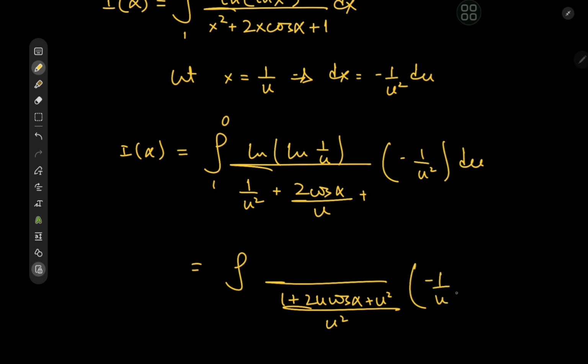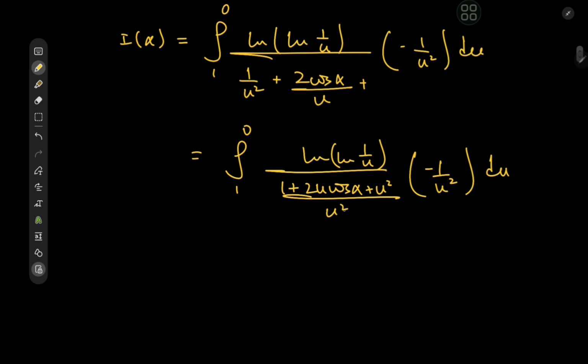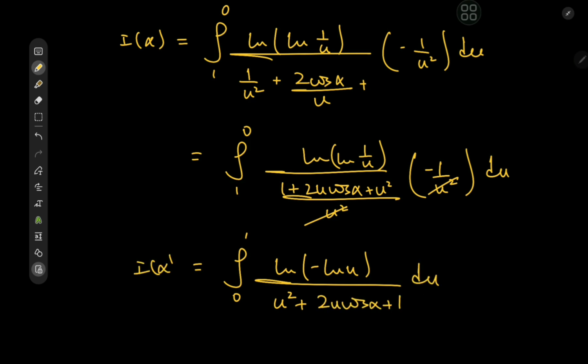We have this negative 1 by u squared term. And in the numerator, we have log 1 by u. Just wanted to write that to make sure that we don't have a headless integrand. So we have some nice cancellation, and we can get rid of the negative sign as well by switching up the limits of integration. So we have the integral from 0 to 1 of log. Now, log 1 by u is, of course, negative log u, and we have u squared plus 2u cosine alpha plus 1 du. Okay, cool.